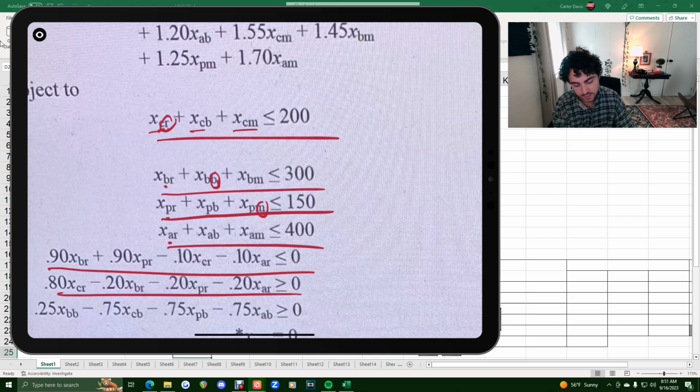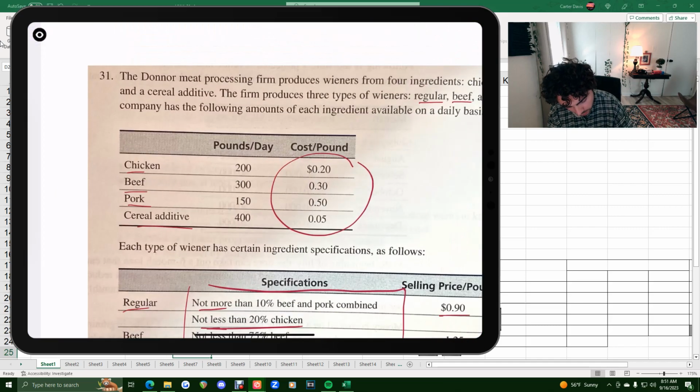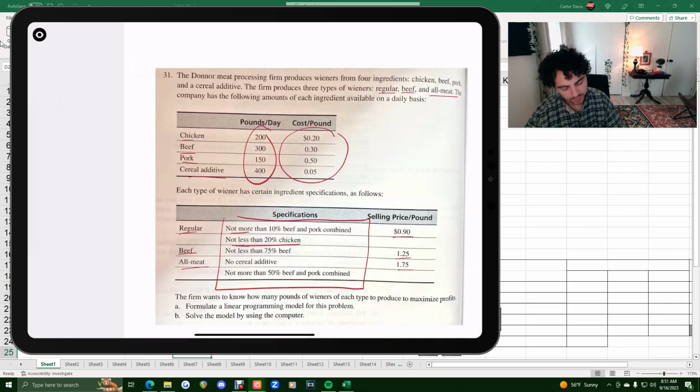These are the chicken ones, CCC. This is just all the available pounds of chicken, beef, pork, and additive, right? They come straight from the chart up here. Okay, so that's from those.